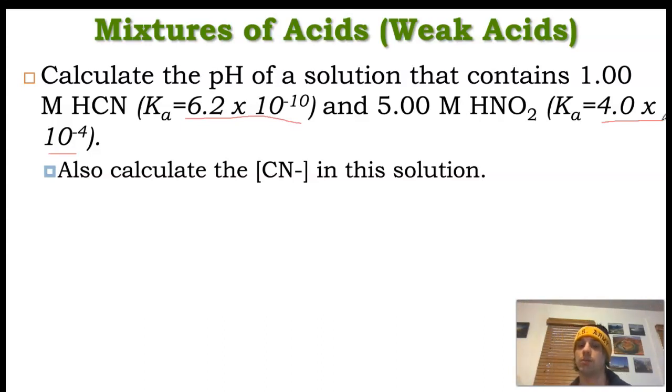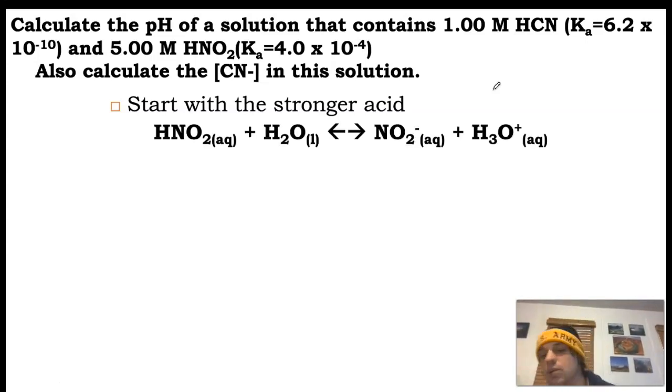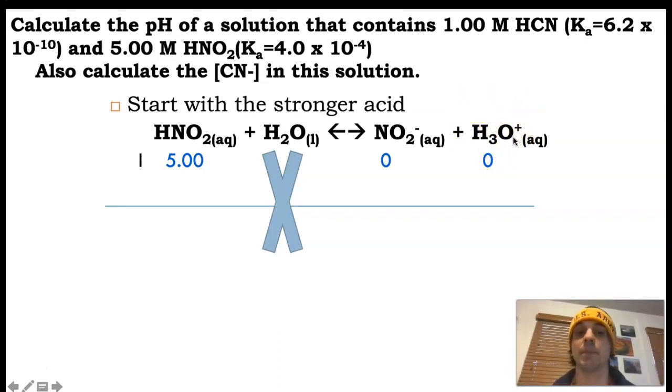It's reaching equilibrium. Okay, so I'm going to focus on HNO2 first. Why? Because it's the stronger of my two acids. So I'm going to start with the stronger acid first. I write my equilibrium expression for my weak acid. You could include H2O. It doesn't matter. You could say this is H3O+ or H+. It doesn't matter. All right. So anyway, here is the beginning of my ICE table for my weak acid, HNO2.